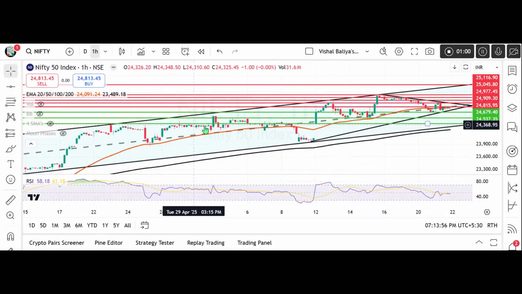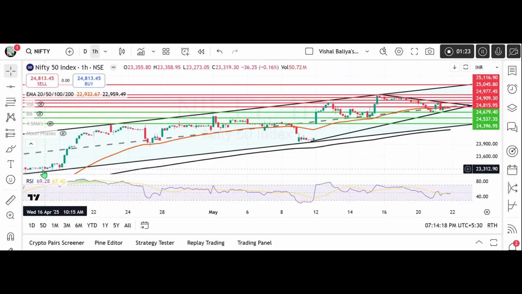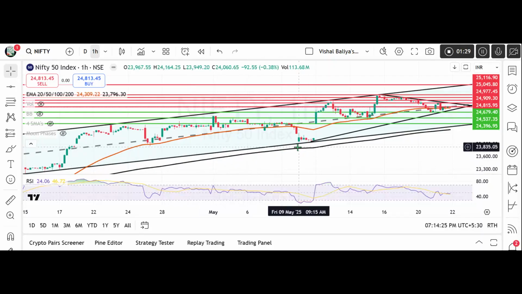It hits the top, then it hits the bottom, then again hits the top, then comes down, hits the top, then comes down. So one thing you can understand very well is that whenever a stock or an index hits the top of the channel, it always proves to be a resistance. And when the price of a stock or index hits the bottom of the channel, it always behaves like support.